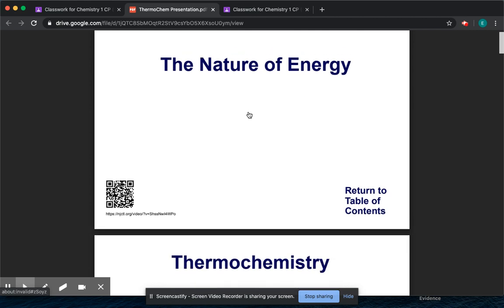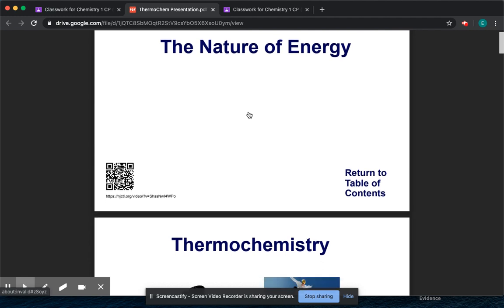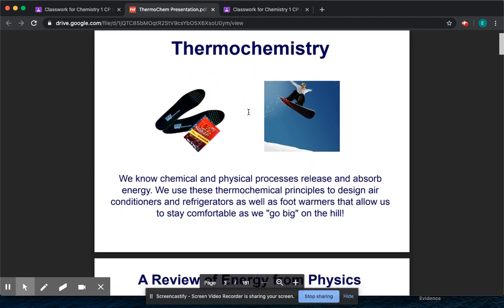And Thermochem, again, focuses on the energy aspect of chemical reactions. So today I want to focus on the two options that you have. When a chemical reaction happens, it's either going to gain energy or lose energy. Those are your only two options. It's either going to gain it or lose it.